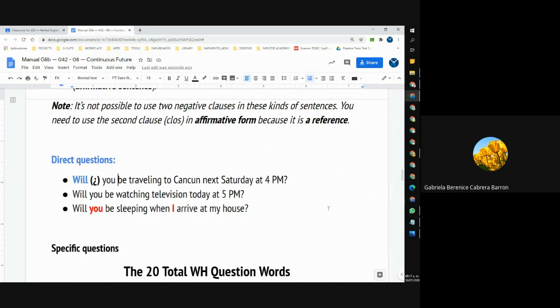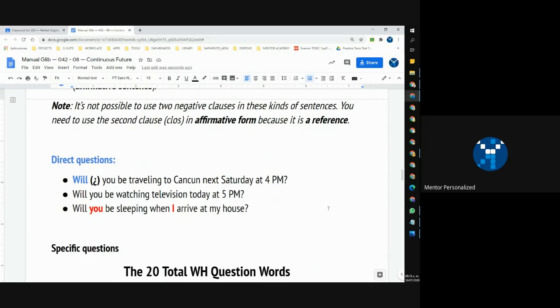Will you be traveling to Cancun next Saturday at 4 p.m.? Now attention on the possible variations of answers. No, I won't be traveling to Cancun. I will be having a meeting. Or no, I won't be traveling to Cancun next Saturday at 4. I will be traveling there next Sunday. Or no, I won't be traveling to Cancun next Saturday at 4. I will be traveling there at 7 p.m. You see, you have many different possibilities.